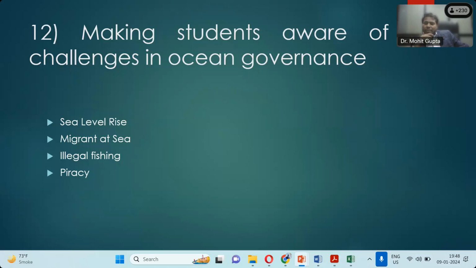What about their maritime entitlement? What about the people who are living in those countries that will be wiped out? Whether other countries will take those people, whether as climate change refugees, when those countries are wiped out? So all those issues are very important, and I think students will be very much interested. And these are very practical issues. For instance, we talk about migrants at sea.